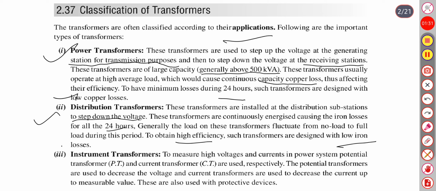Third one is the instrument transformer. To measure high voltage and current in a power system, potential transformer PT and current transformer CT are used. The potential transformers are used to decrease the voltage and CTs are used to decrease the current up to a measurable value. These are also used with protective devices.